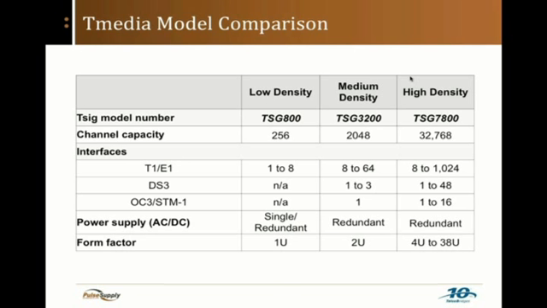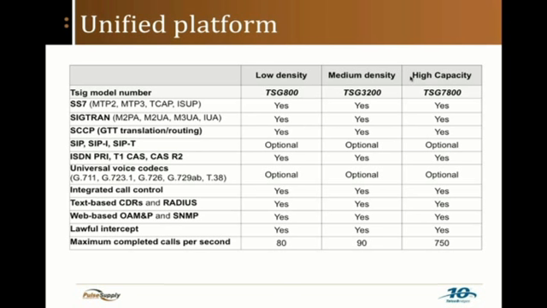You see that we offer low density, medium density, and high density products. The TSG 800, for example, supports from 1 to 8 T1/E1s, whereas the TSG 3200 supports up to 64 T1/E1s, but also DS3 or OC3. And we also have an even higher density product which can perform exactly the same functions. Let me show you on the next slide all of the signaling protocols that are supported by these devices.